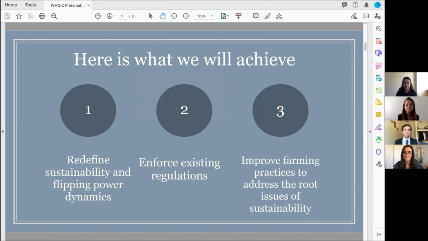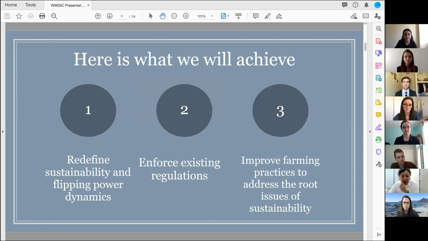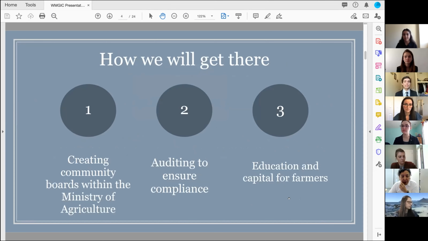So here are 3 objectives that we're hoping to achieve with our project. First, we need to redefine sustainability and flip power dynamics to center the surrounding community. Second, we hope to enforce existing regulations that aren't currently being enforced. And finally, we want to improve farming practices to address the root issues of sustainability. And on the next slide, you'll see how we hope to get there with our policy approaches.